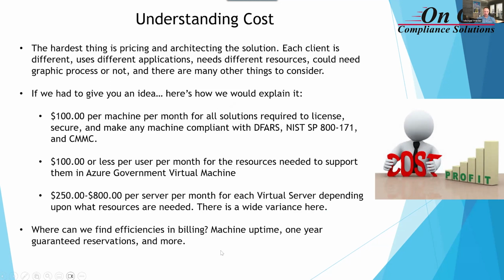Where can we find efficiencies in billing? Machine uptime. We can set rules that if the machine doesn't have anybody logged into it, the machine will simply shut down and not charge the user during those hours. That could be up to 16 hours a day. One-year guaranteed reservations and more. There are other ways we can find efficiencies. Again, at the end of the day, we want you to talk with us about some of the efficiencies. We're going to give you the worst case pricing, tell you a budget for that, and then try to find efficiencies for you anywhere we can.